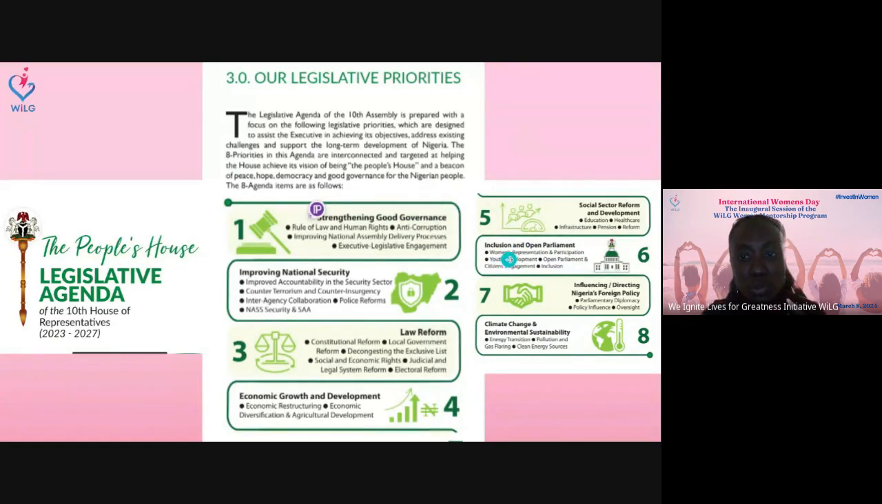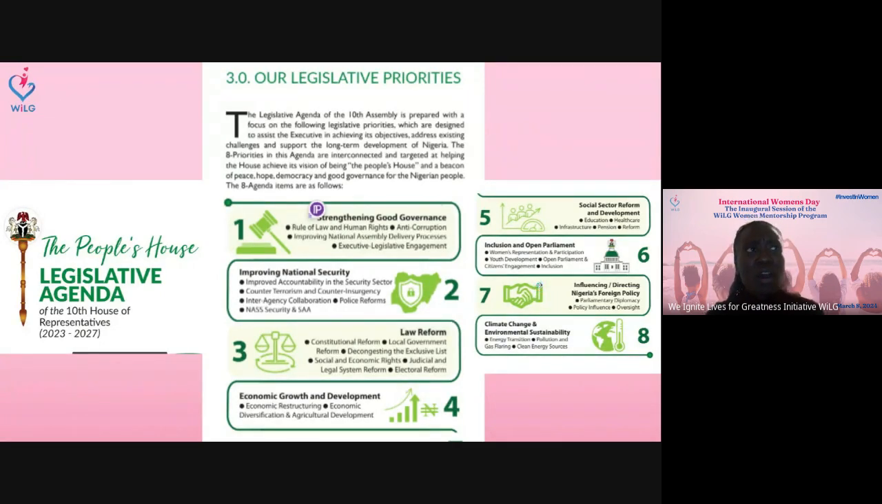So they are trying to also push women representation and participation, youth development. That's really important for us as youth and for us as women. Then open parliament and citizen engagement. So they're trying to do a lot more engagement.